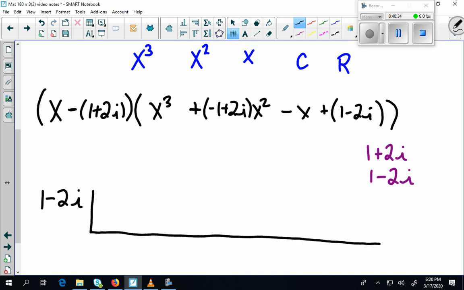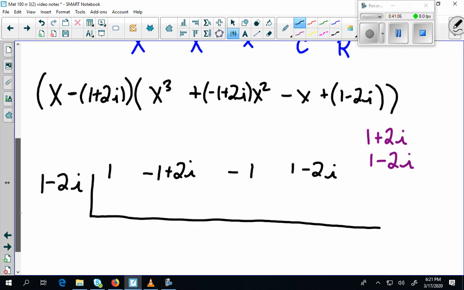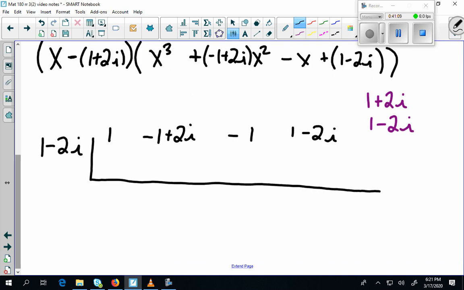So I have, right here, x to the 3, 2, 1. I can go ahead and write these things down for my division problem. So in front of x to the 3, I have 1. And then my next coefficient is going to be minus 1 plus 2i. And then my next coefficient is just going to be negative 1. And then my constant is 1 minus 2i. Don't worry, this isn't going to be as bad as it looks. Look what happens here. That 1 comes straight down.